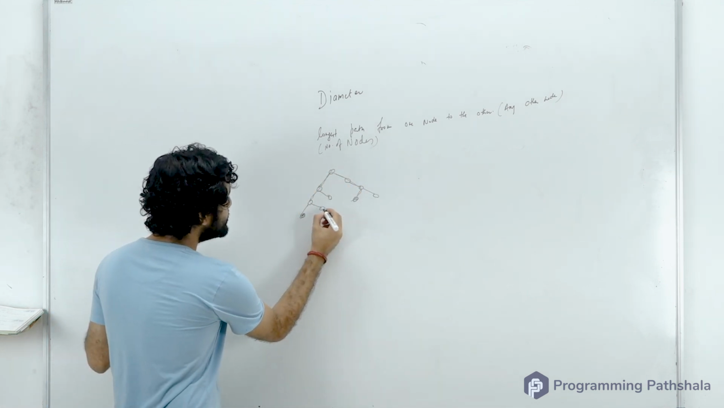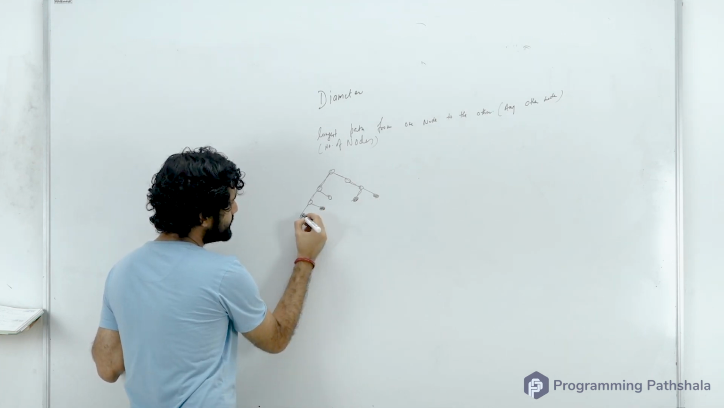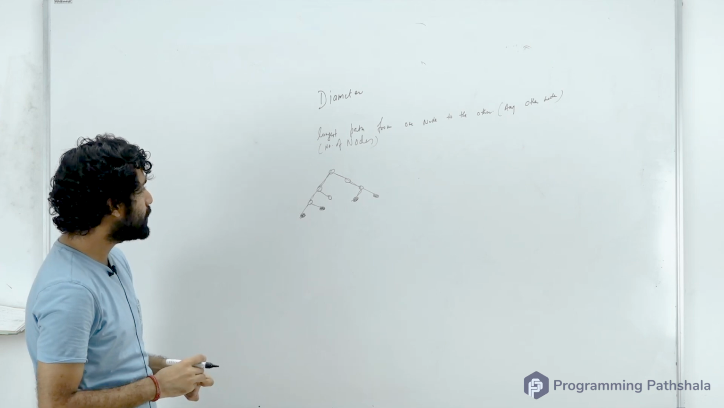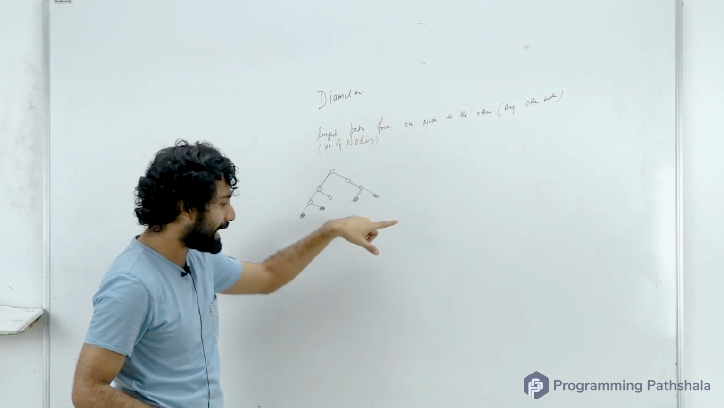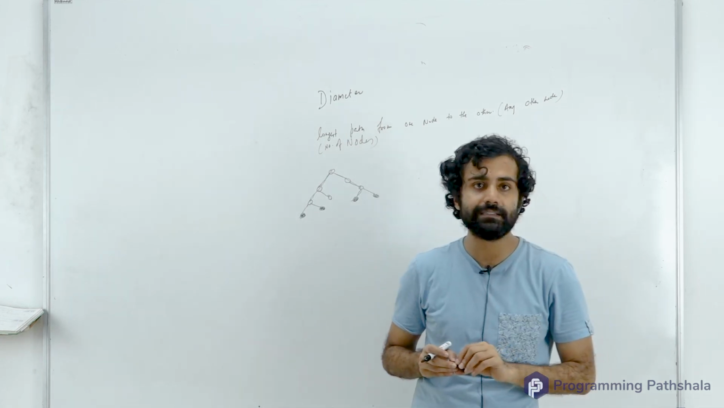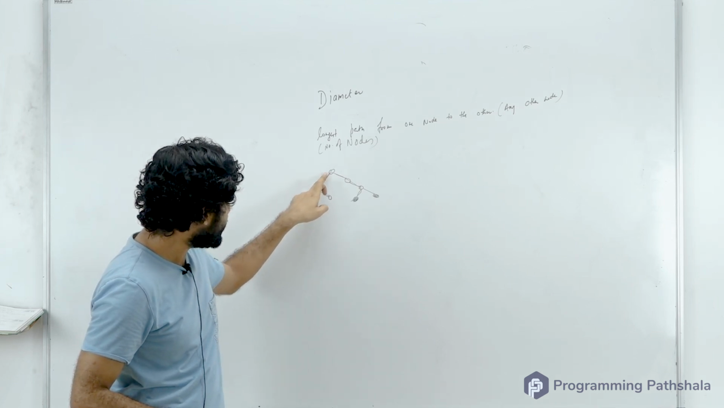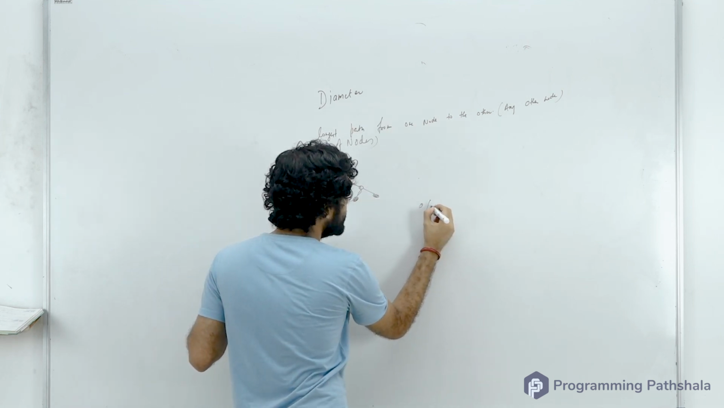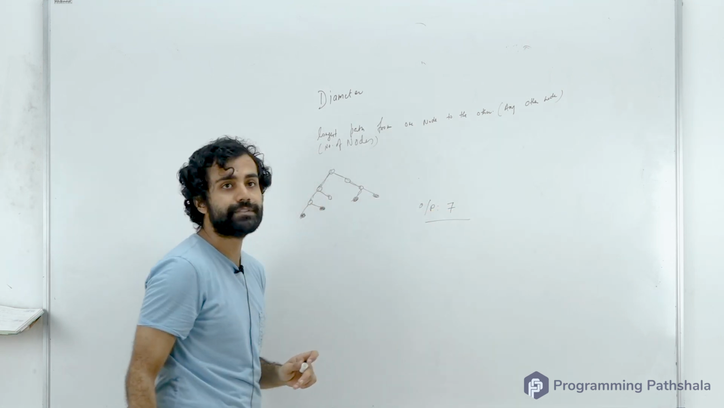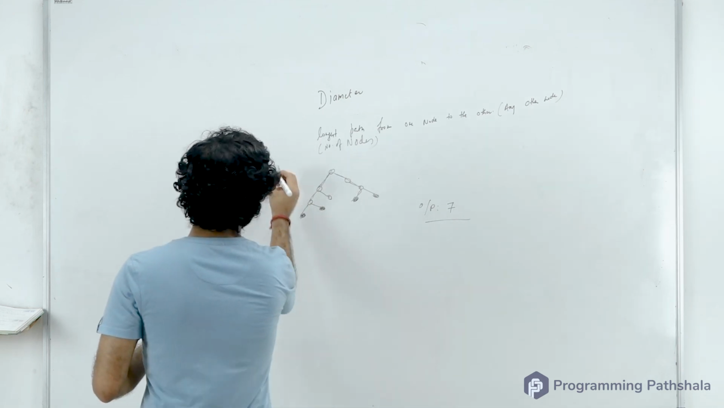I could also have taken this as my source and this as my destination, or this as my source, this as destination. The entire point is to figure out the length, not the corresponding path. So no matter whether you take this one or this one, you would end up getting the same length, which is 7. So in this case, the diameter of this tree is equal to 7. Okay, so the question is how to compute it. How to compute the diameter of a tree whose root node is given to you.